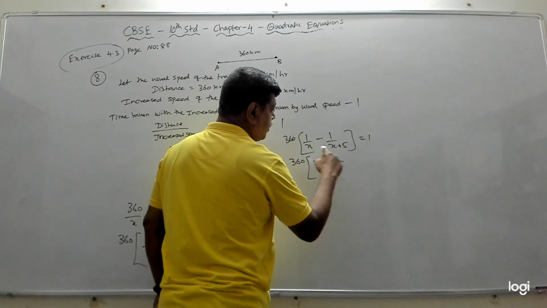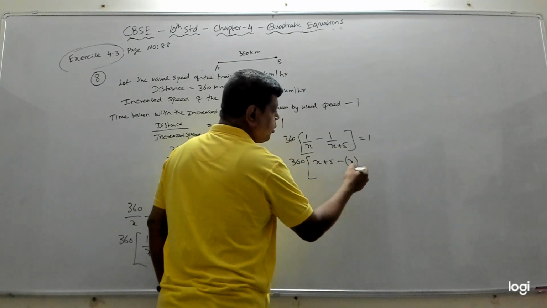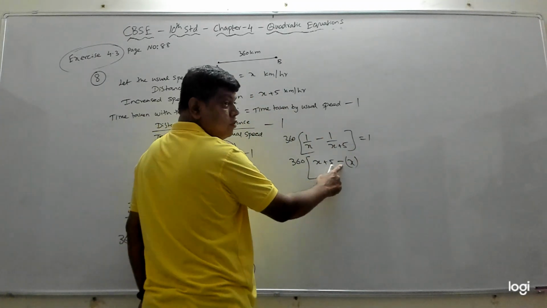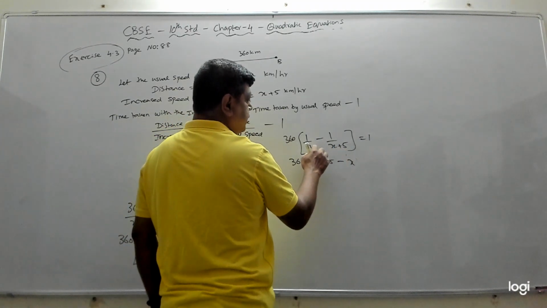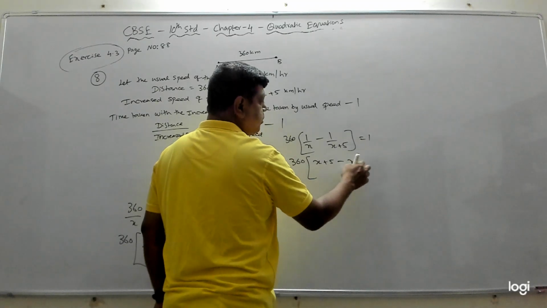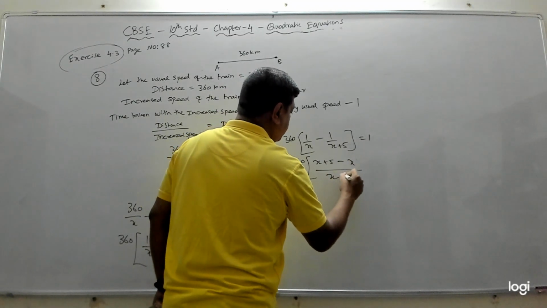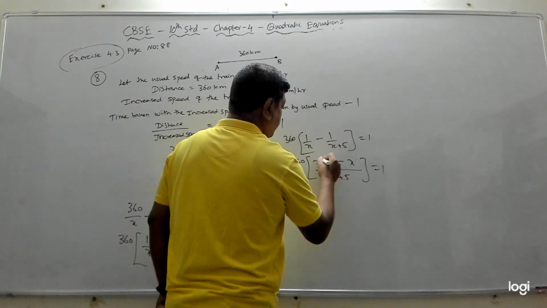We'll put a bracket here, but it is only one term, so we need not put a bracket. If not, you should always put a bracket if you see a negative sign. So here it is only one term, x alone we are writing. If it is x minus 3 or something, then you should put a bracket: x minus 3 by x plus 5 equal to 1. X gets cancelled.